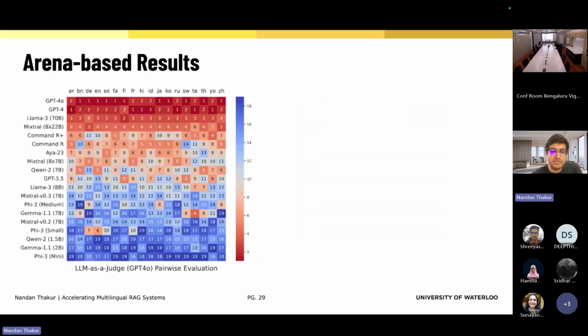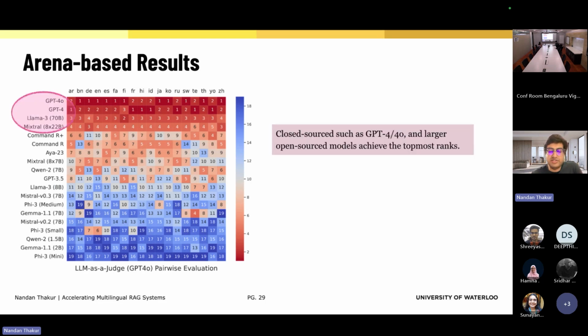Yeah, so arena-based results. This basically shows you the rank of different models, which are arranged on average from top to down. Here a lower number means a better rank, so that's why it's coming on top. Overall, a summary of what we find is that these closed source models like GPT-4, Llama 3, and Mistral achieve the topmost ranks in our case.